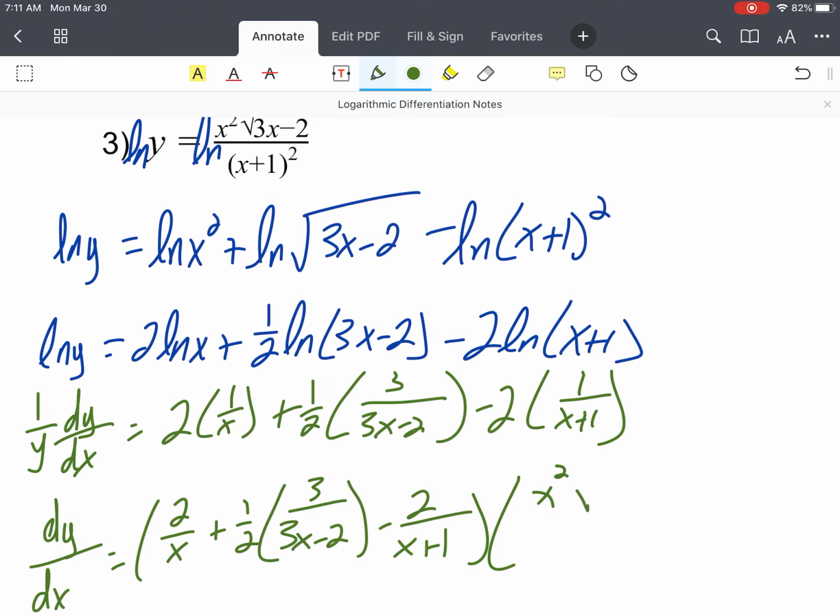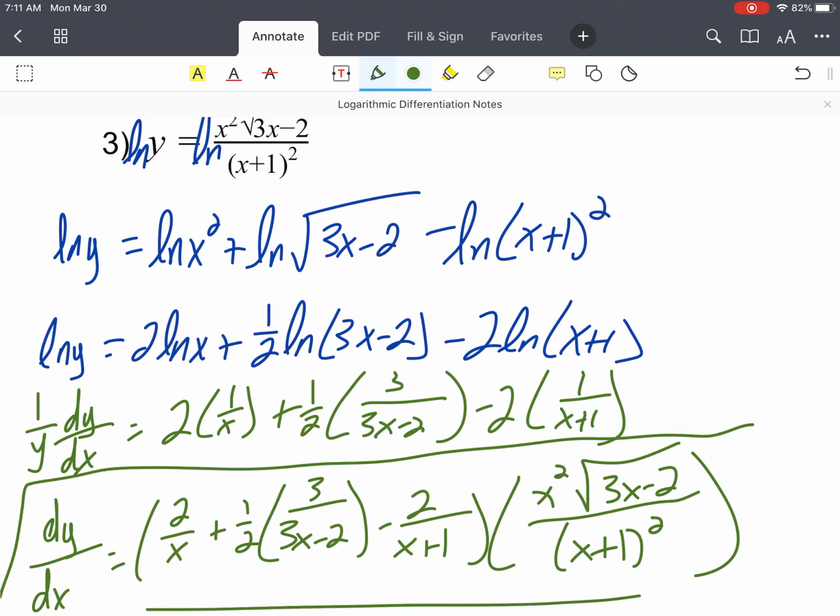all times x squared times the square root of 3x minus 2 over x plus 1 squared. Whew, there it is. Okay, again, these things are not terribly difficult. You just gotta take your time and you're gonna have a nice crappy answer, and that's okay.